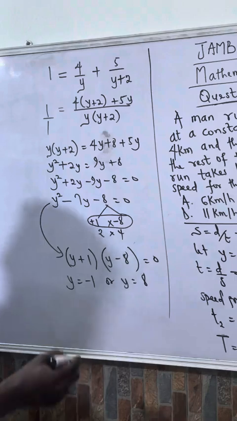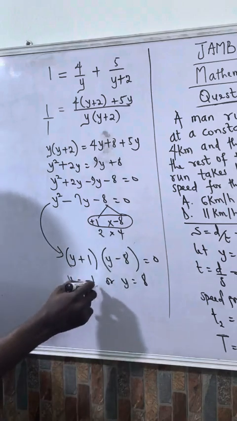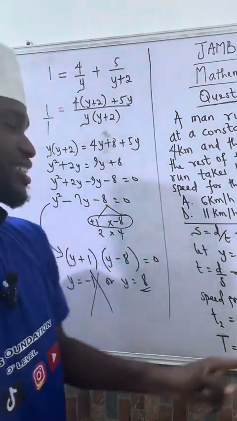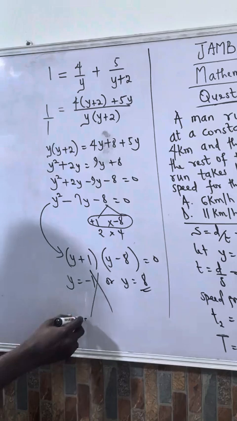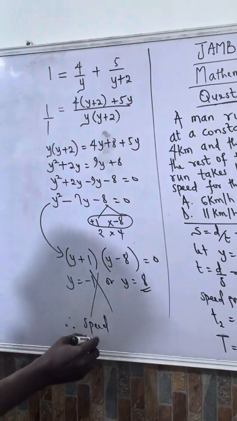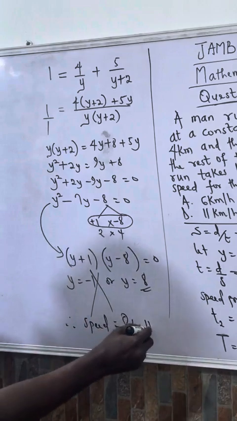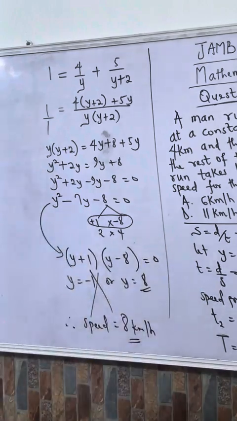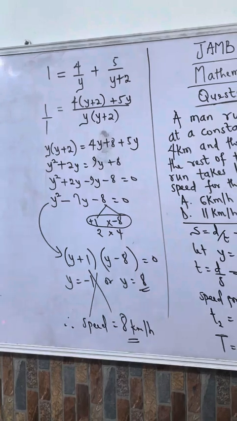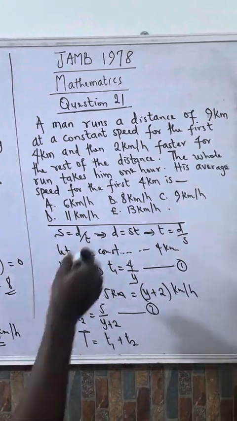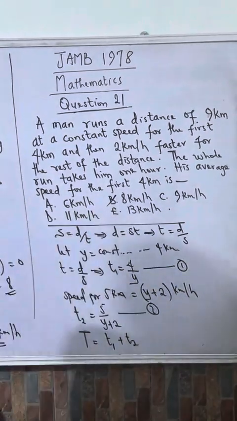So at the end of the day, we cannot go for negative. So y will rather be positive because speed cannot be negative. Therefore, the constant speed that they are asking for is 8 km per hour. Let's go to the options and see which option is the correct answer. That is option B. So thank you. God bless you.